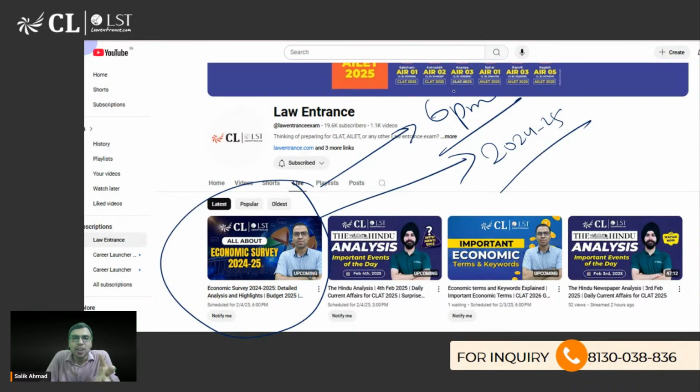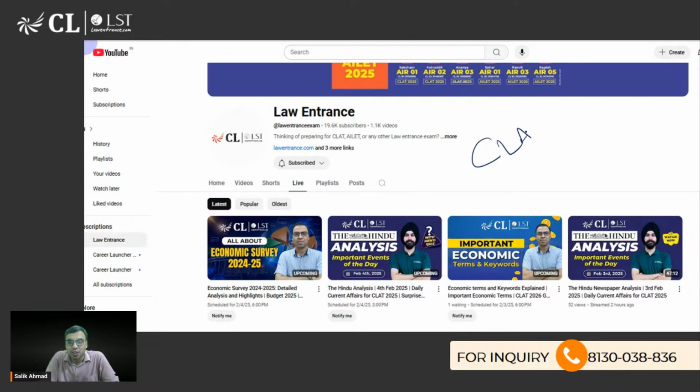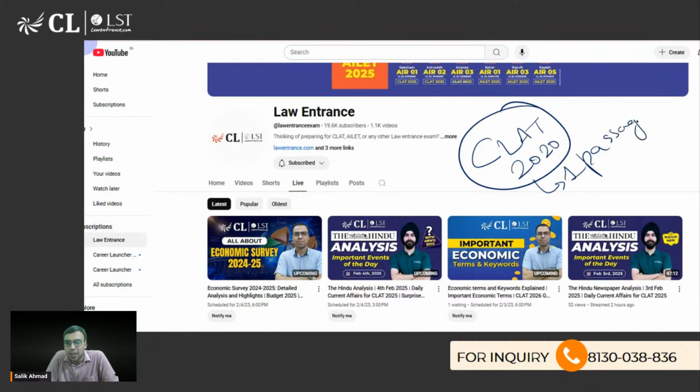And if you think that economy is not important for CLAT, then I would suggest please see the previous year question of CLAT 2020. When the syllabus got changed in CLAT 2020, there was one entire passage which was based on economics, and terms like foreign exchange reserve, long-term repo operations, etc. were mentioned in the passage as well as in the questions. So you should not think that if you are preparing for CLAT or any other law exams, then economics is not important. Please do not think in this way.